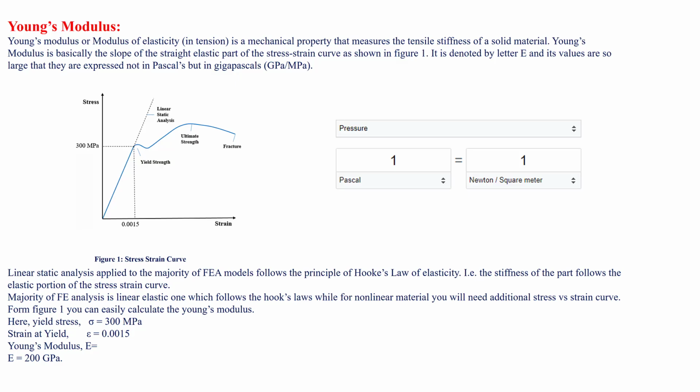Now to find this Young's modulus, the best way is to use this example: yield stress 300 megapascal for steel, or whatever you can consider, and strain of 0.0015. To calculate Young's modulus, stress divided by strain according to Hooke's law, you add it up and you will get this value. Young's modulus is equal to 200 gigapascal. Okay, that deals with Young's modulus.